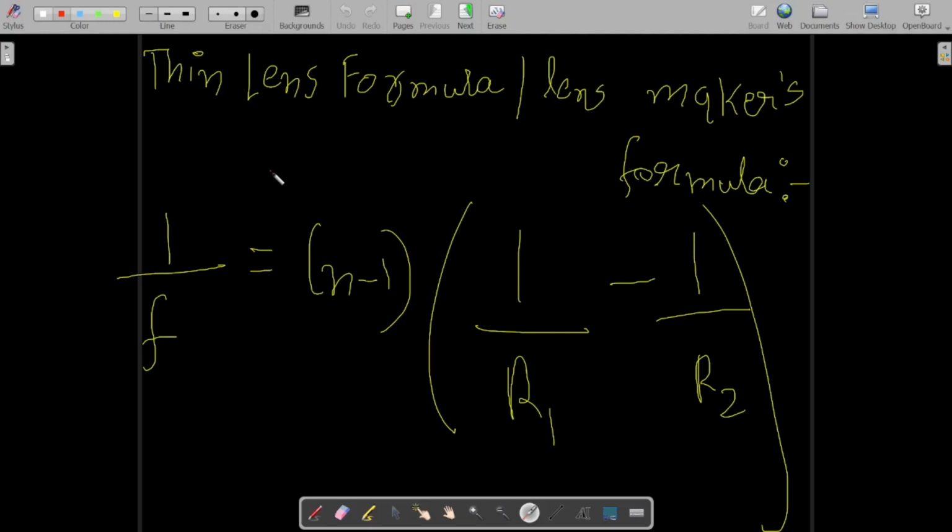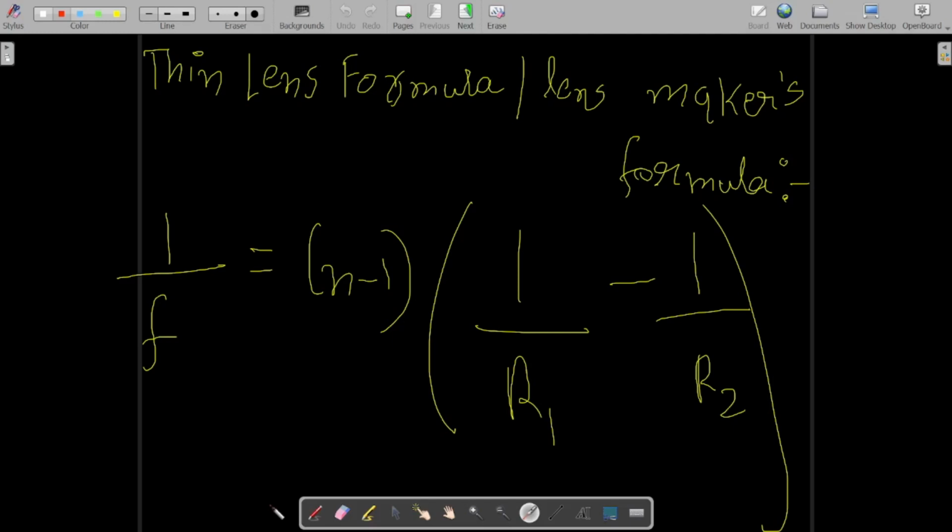So let's start. In the previous class, we had learnt about Fermat's principle, the applications of Fermat's principle. Not principles, principle. Fermat's principle has very great applications in optics, and one of the great applications is this also. This is the last application of Fermat's principle. So let's study this last application, which is the thin lens formula or lens maker's formula.